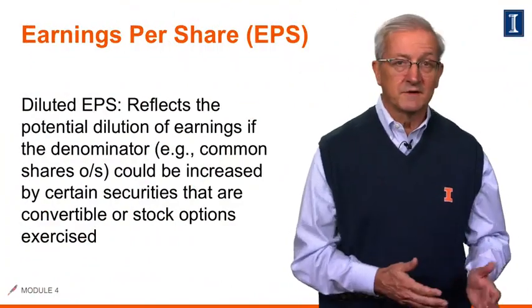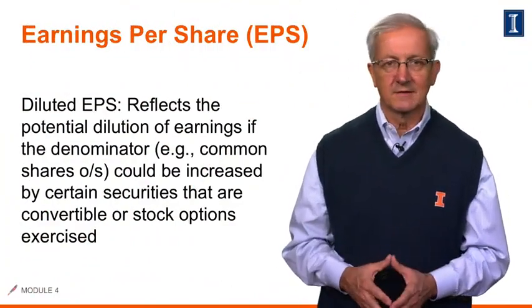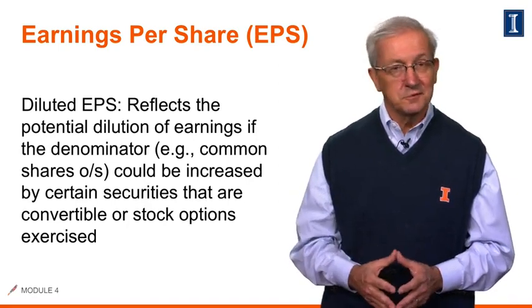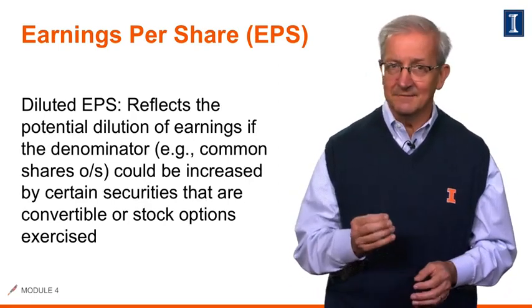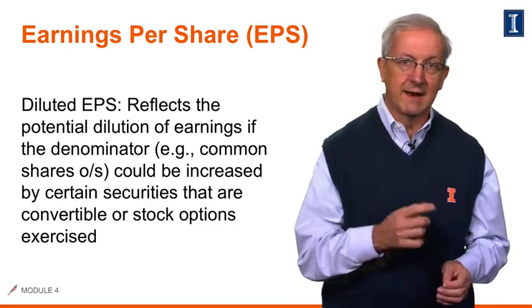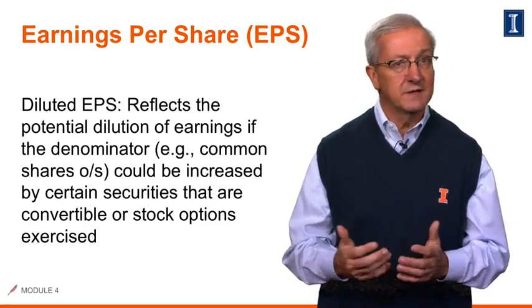Hopefully, the whiteboard example made more sense out of the earnings per share calculation. Our second type is diluted earnings per share, which reflects the potential dilution of earnings if and only if the denominator, the weighted average shares of common stock, could be increased.